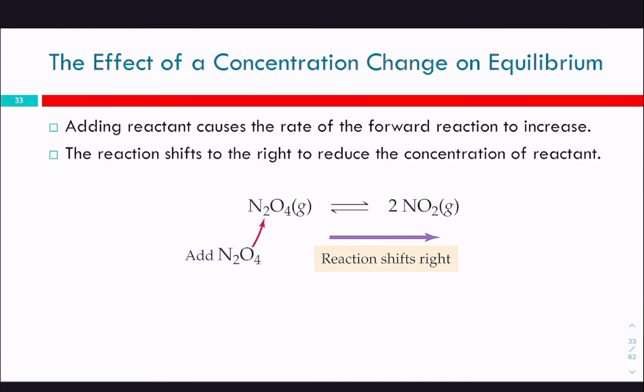So then the opposite happens if you add more reactant. If we increase the concentration of the reactants, left side of the equation, then the forward reaction increases because there's more particles, more collisions, faster reaction rate. And so the reaction shifts to the right to reduce that concentration. So if you increase the concentration, the reaction will work to decrease that concentration.